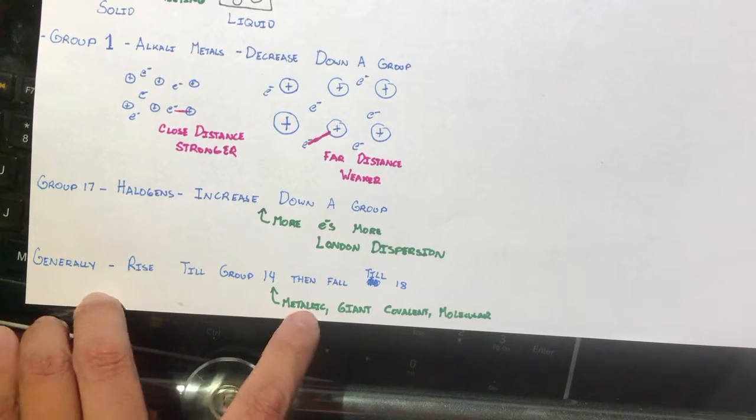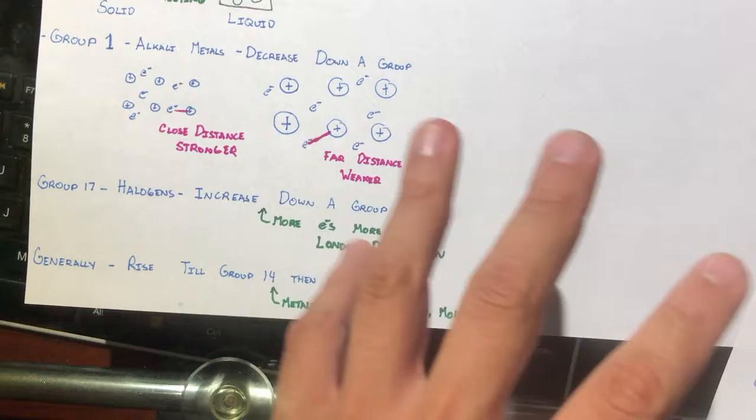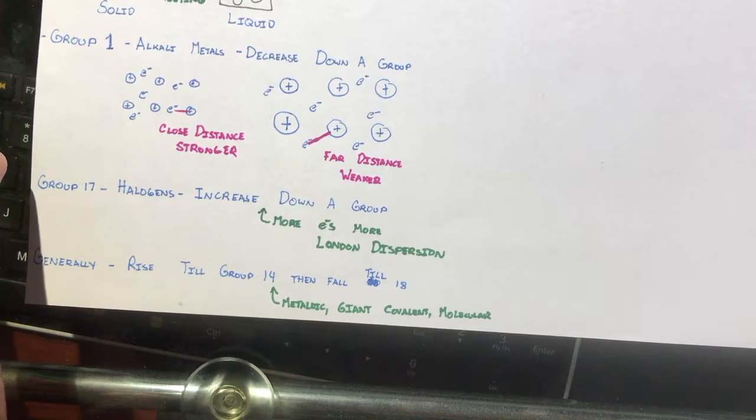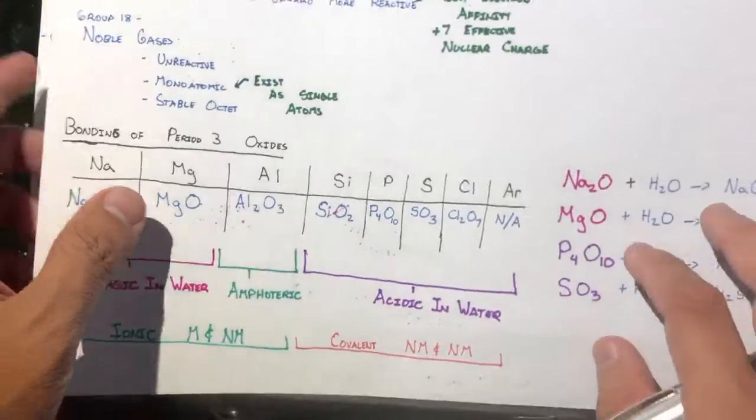If you notice, on the right side of the periodic table, we have mostly gases, and on the left side of the periodic table, we have mostly solids. And we see that trend here.